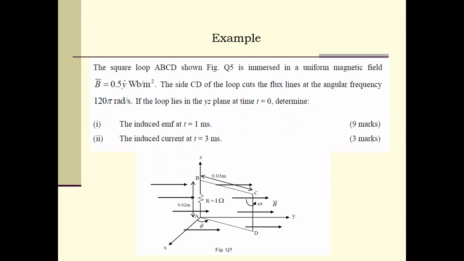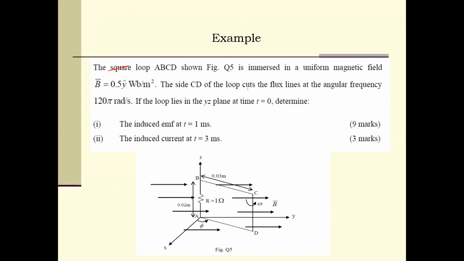So let's have a look at this example here. Again, we are dealing with the motional EMF for this example. We are having a square loop ABCD as given here in the diagram. Okay, I can say it's a rectangular loop, sorry, it's a rectangular loop ABCD, because the AB has a distance of 0.02, whereas the BC is 0.03 meters. So this loop is said to be immersed in a uniform magnetic field B, yeah, of 0.5 in the y direction.